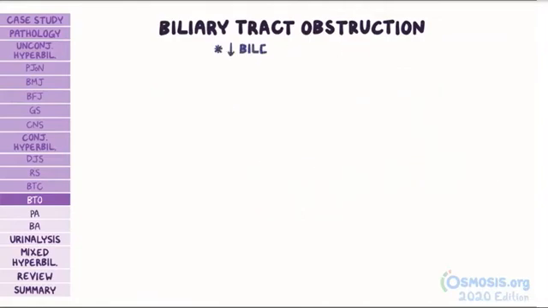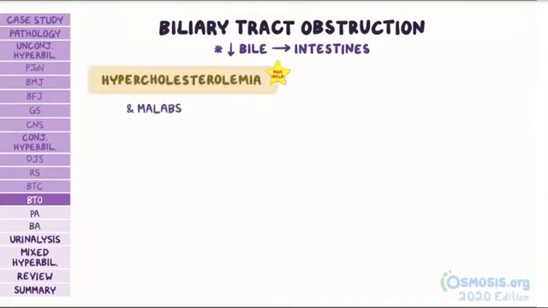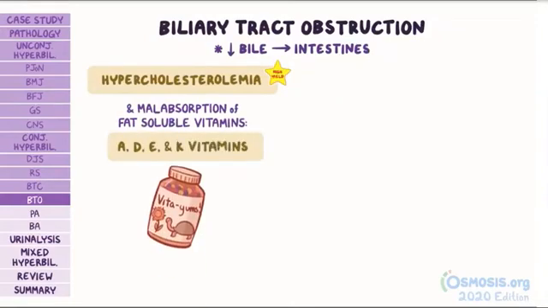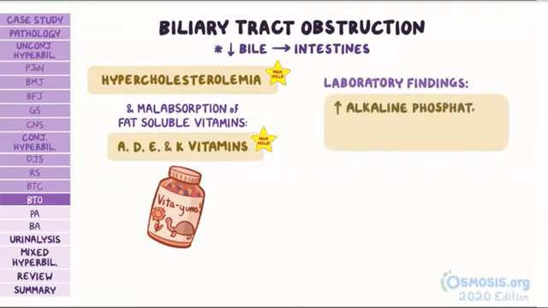Since there is less bile secreted into the intestines, individuals with biliary tract obstruction are commonly associated with hypercholesterolemia and malabsorption of fat-soluble vitamins, A, D, E, and K vitamins. As far as laboratory findings go, individuals with biliary tract obstruction typically present with elevated alkaline phosphatase and gamma-glutamyl transpeptidase.